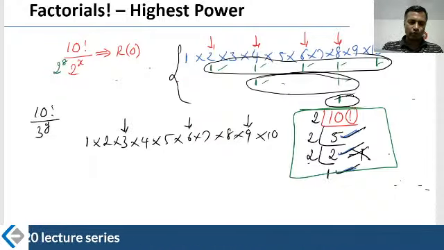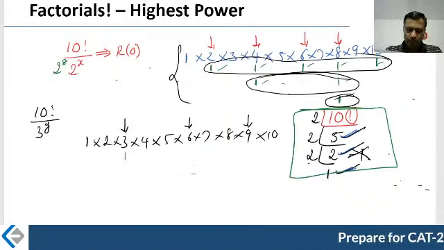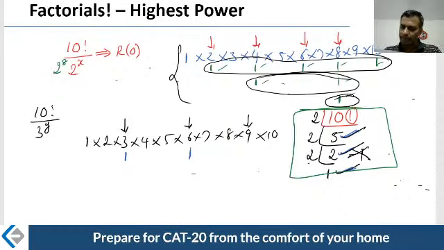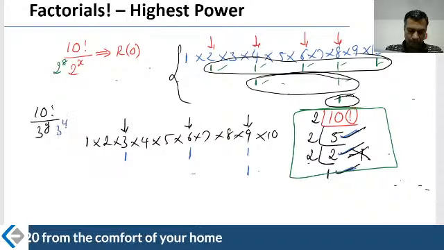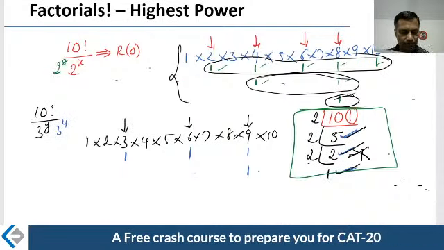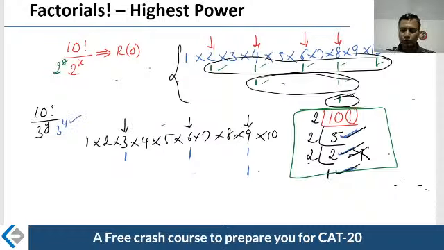Okay, let me show one more quickly to you. 3. There is 1 here. So how many 3s are here? 1. Every third number gives you a 3. It gives me a 3. What about 9? 9 is 3 squared, so there are 2 3s in this. Therefore this is nothing but 3 power 4. The highest power of 3 which divides 10 factorial is 4.